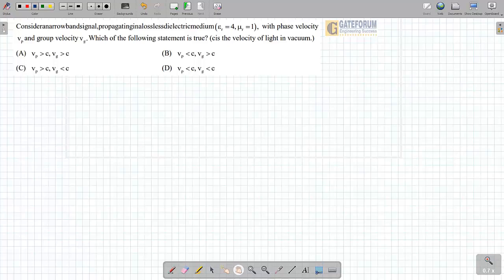Now, it is given that it's a narrowband signal. So, for a narrowband signal, Vp and Vg remain the same. Okay, so there is not much change. So, that is the concept that we need to understand here. If you mix this concept with the concept from the waveguide, there you will find the relationships are different. And by looking at those relationships, you will find that option C will be the right answer. But that is not the case here. It is not a propagation in a waveguide. It is a propagation in a dielectric medium.